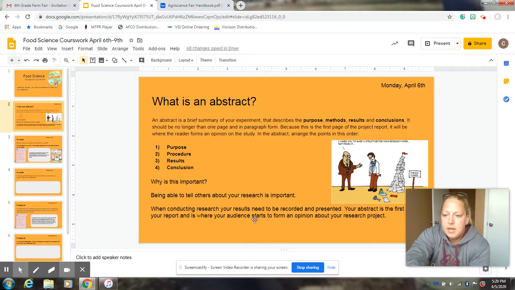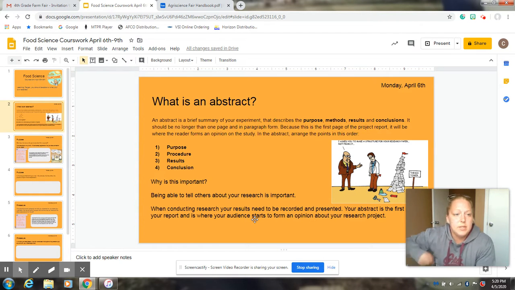Because this is the first page of the project or the report that people are going to read or that you're going to present to someone. And it's where your readers are going to form an opinion about your study. So there's 4 parts to the abstract. You have your purpose, your procedure, your results, and your conclusion. And each of those 4 things make up the abstract as a whole. Again, this is important because we need to be able to tell other people about our research. So depending on what you're researching, you want to be able to tell the people that it matters to what you found and why it's important.